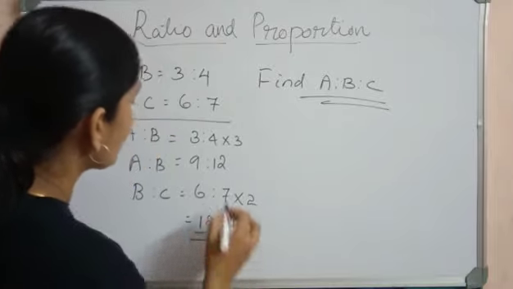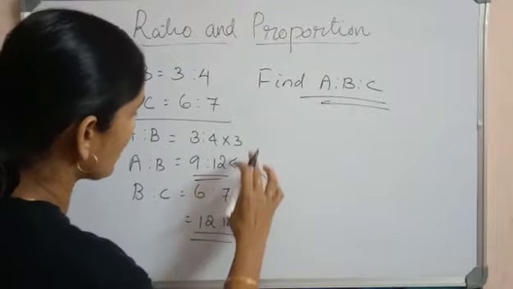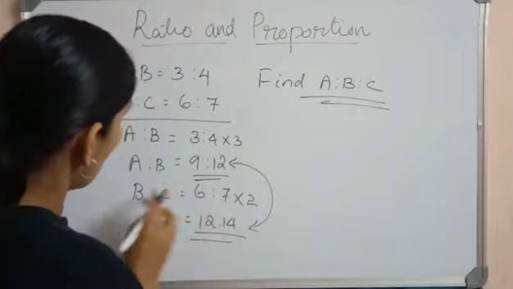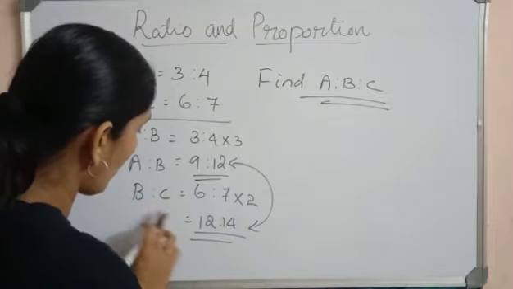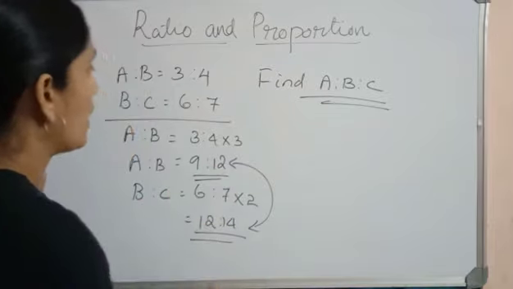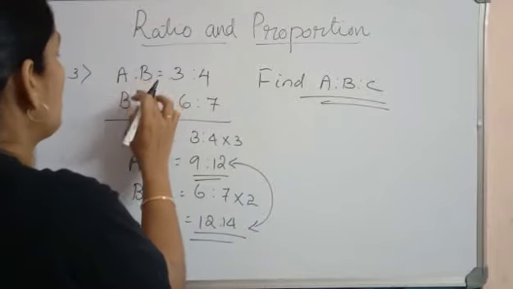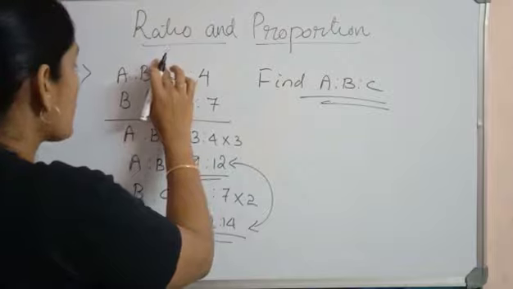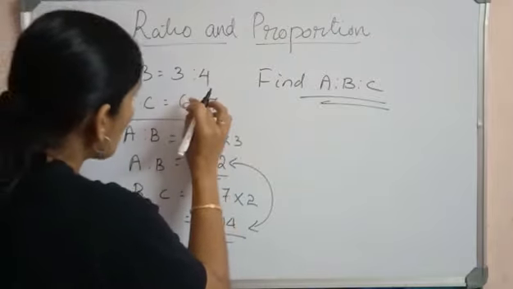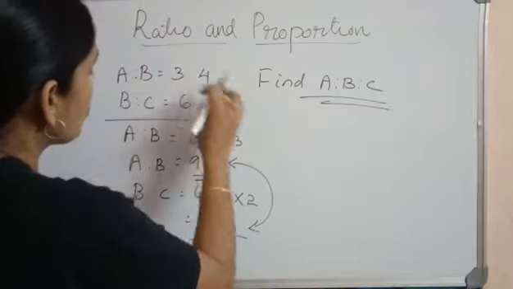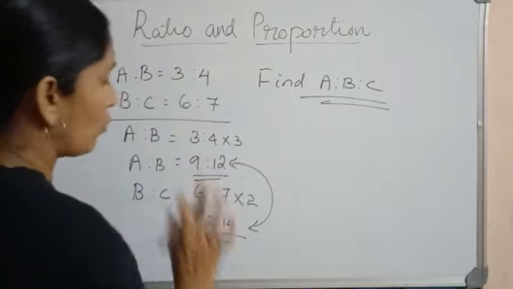If you consider these two ratios, the ones we have obtained after multiplying the terms to make them the same, you can see that the value of B in the first ratio is 12 and the value of B in the second case is also 12. So before multiplying, you need to compare the values of the common term, that is the term which is in the first ratio as well as in the second ratio, and check with which number you can multiply these two to make the value of the common term equal in both the ratios.